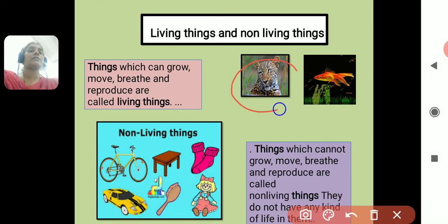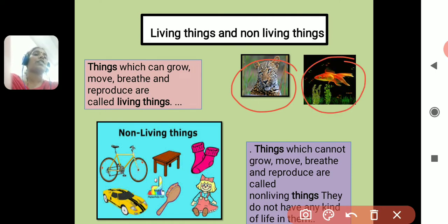Observe here, students. Can you identify it? Leopard, fish, these are living things. How can we say they are living things? Because they can grow, they can breathe, they can respire, they can reproduce also. So, the things which can grow, move, breathe and reproduce are called living things.